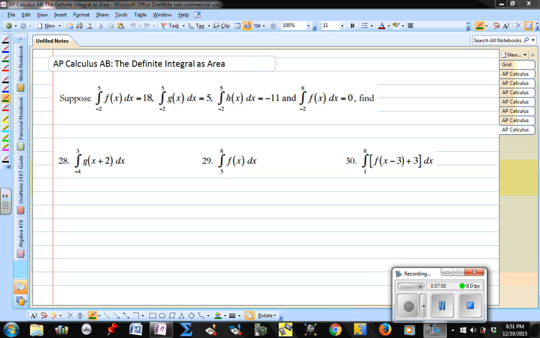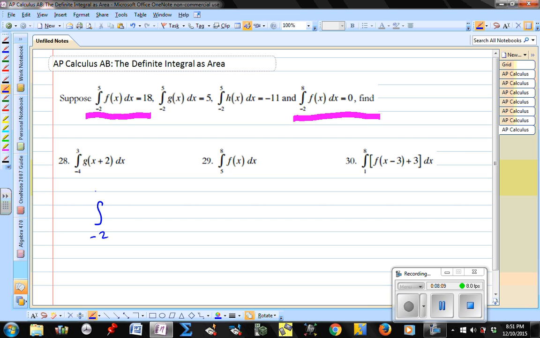So number 29, take a look at the limits of integration. Now, f of x was shown above 2 times: an integral from negative 2 to 5 and an integral from negative 2 to 8. So let's think of it like this. The integral from negative 2 to 5 of f of x plus the integral from 5 to 8 of f of x is going to equal the integral from negative 2 to 8 of f of x.